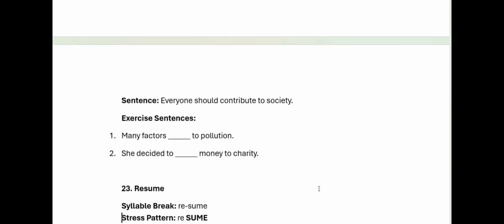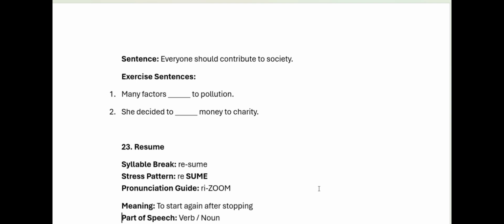Everyone should contribute to society. Everyone should do something for society. Many factors contribute to pollution. That means many factors are responsible for pollution. Pollution is dependent on many factors.